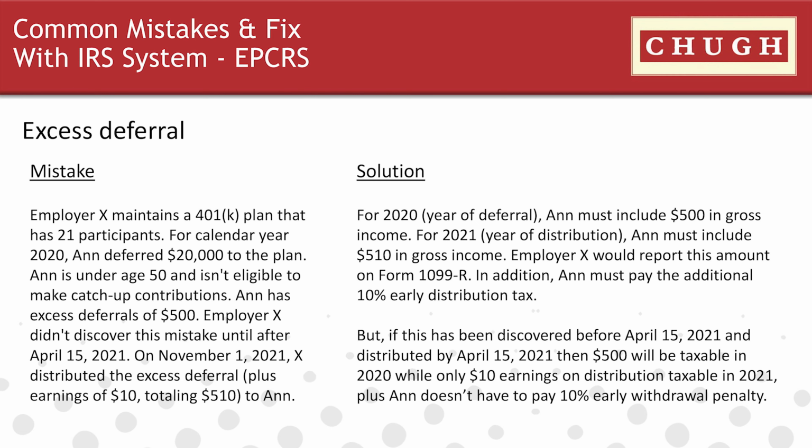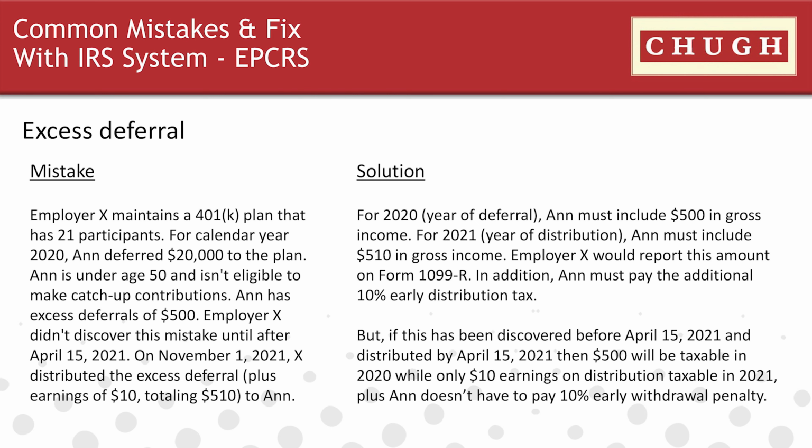Since employer X discovered this error after April 15, 2021, for 2020, the year of the deferral, N must include $500 in gross income while filing her tax return. For 2021, the year of the distribution, N must include $510 in gross income while filing her tax return. Employer X would report this amount on the 1099-R.